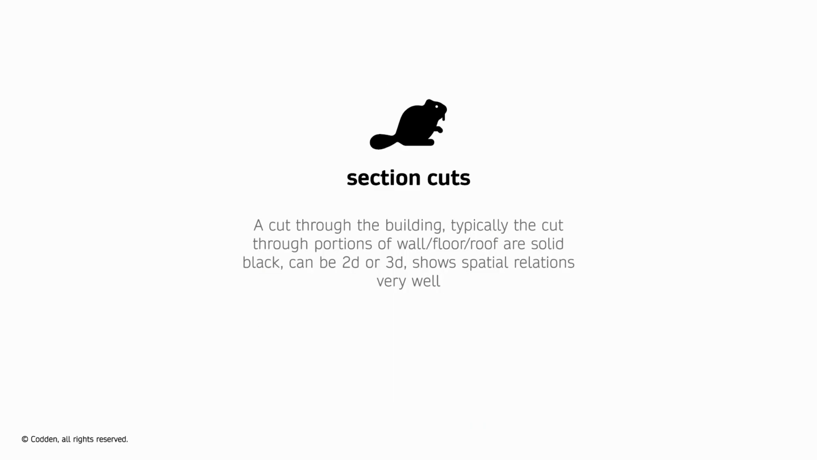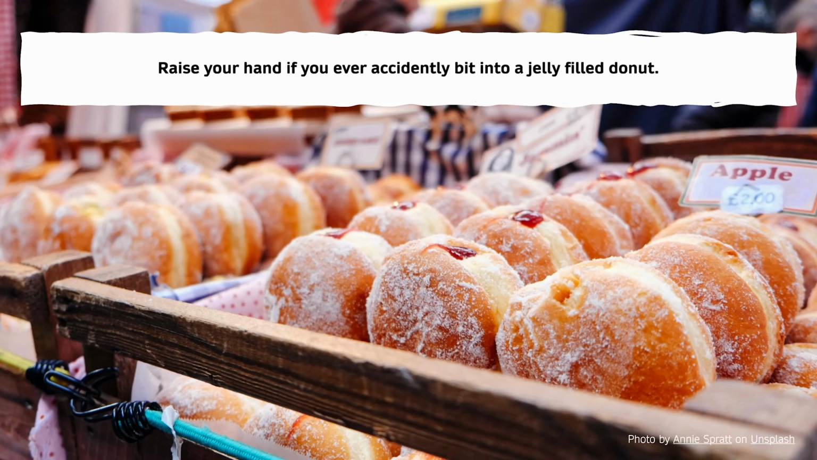And then let's dive into section cuts. And so this is like essentially cutting into a cake. Cut through a building, typically the cut through portions of a wall and includes the roof and floor as solid. And then sometimes it can be 2D or 3D. And I'll show you examples of both.